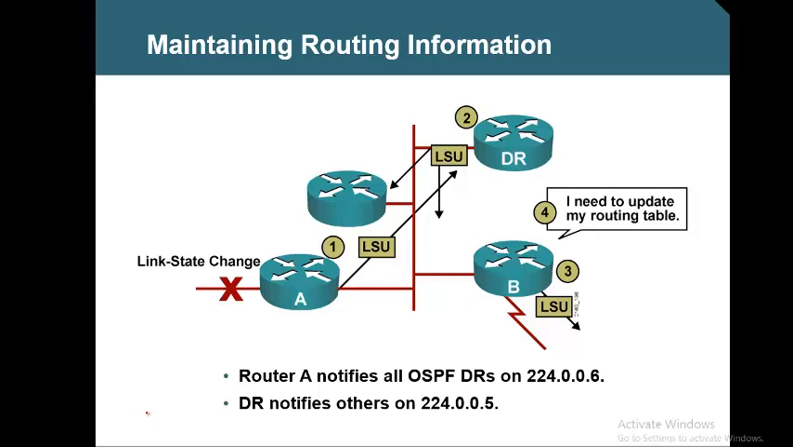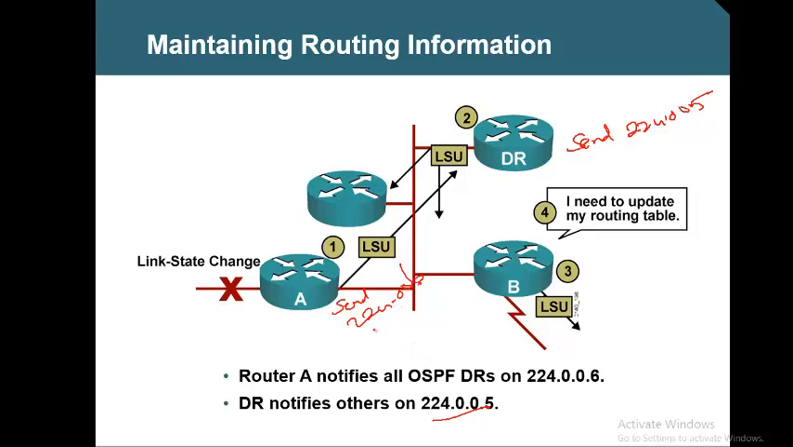That's also a problem, which means others cannot talk. Others can talk only to the DR, because I said when others speak, only the DR can hear. But when the DR speaks, all can hear. How is that possible? This is the address. The DR will send using 224.0.0.5, and others will use 224.0.0.6 to send.